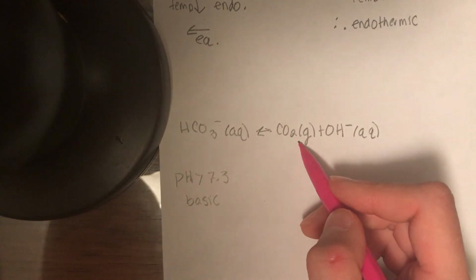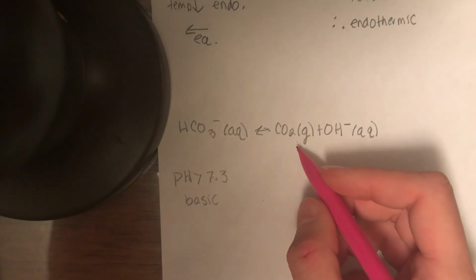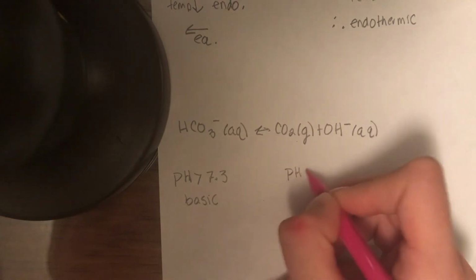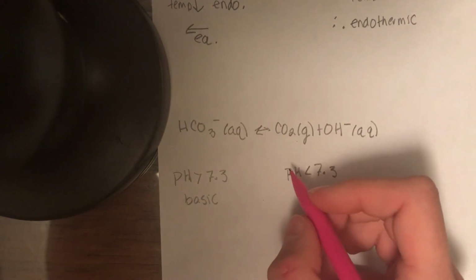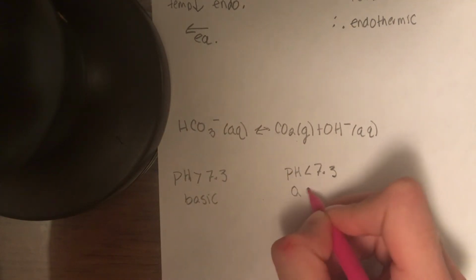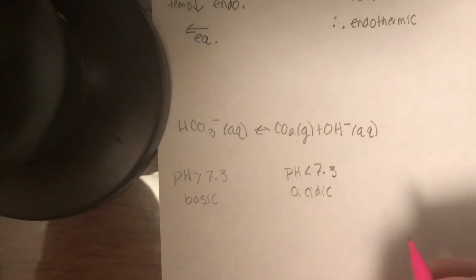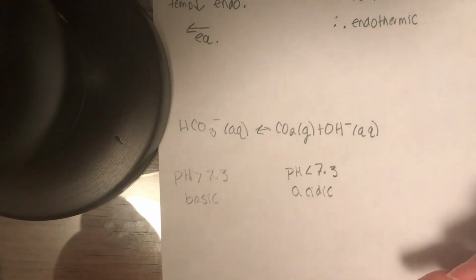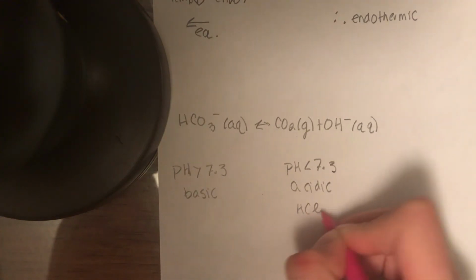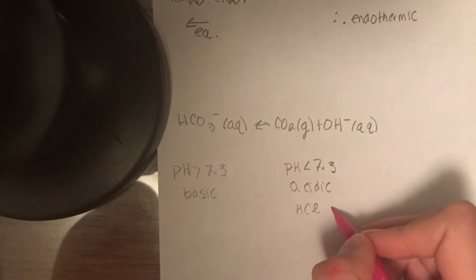This indicates that the pH is now less than 7.3, which indicates that it was a more acidic solution, which then correlates to the HCl being added because HCl is a strong acid.